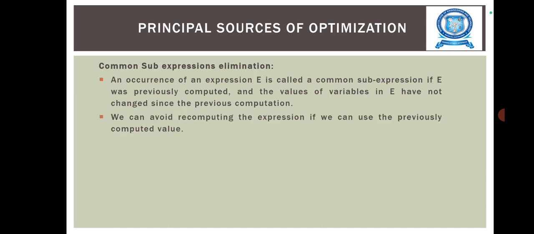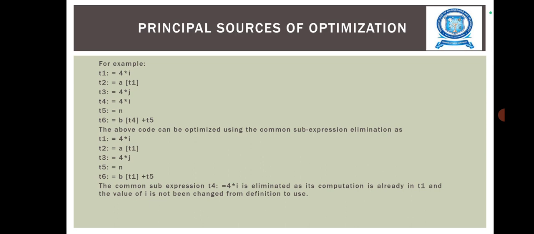Common sub-expression elimination. An occurrence of an expression E is called a common sub-expression if E was previously computed and the values of the variables in E have not changed since the previous computation. We can avoid recomputing the expression if we can use the previously computed value. For example, T1 = 4 * I, T2 = A[T1], T3 = 4 * J, T4 = 4 * I, T5 = N, T6 = B[T4] + T5.